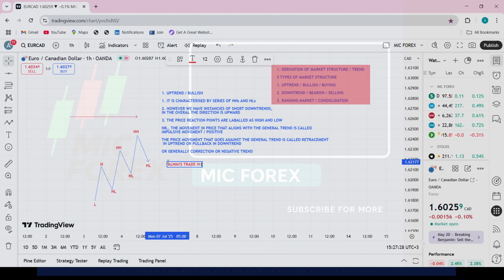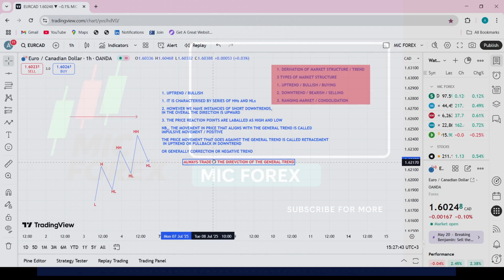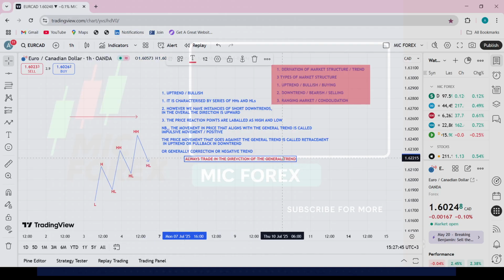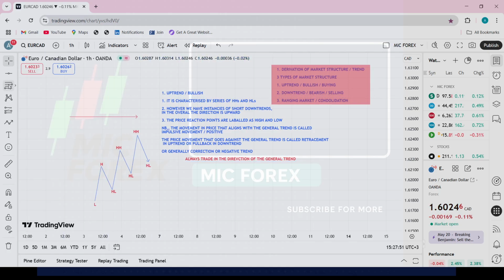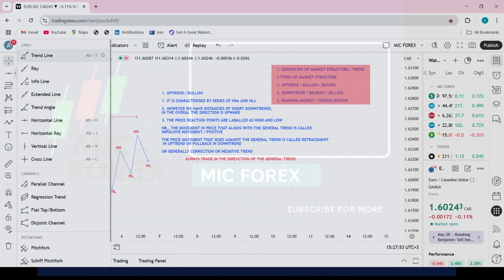Always trade in the direction of the general trend or the superior trend. The general trend. That is to say, if the market is bullish, only wait for buying opportunities. Don't chase the market. Only wait for buying opportunities.